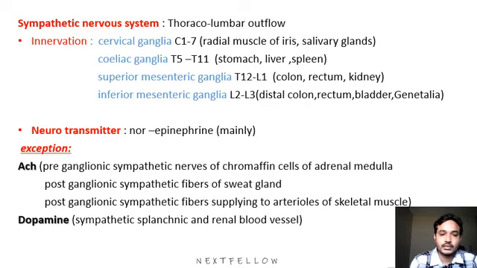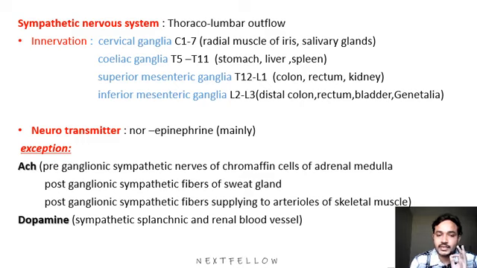The first exception is the preganglionic sympathetic nerve supplying the chromaffin cells of the adrenal medulla. Here you have to remember it should be preganglionic, and that nerve supply should be to the chromaffin cells of the adrenal medulla. Second is the postganglionic sympathetic fibers of the sweat gland. Third, the postganglionic sympathetic fibers that supply the arterioles of skeletal muscle. So these exceptions have to be remembered.